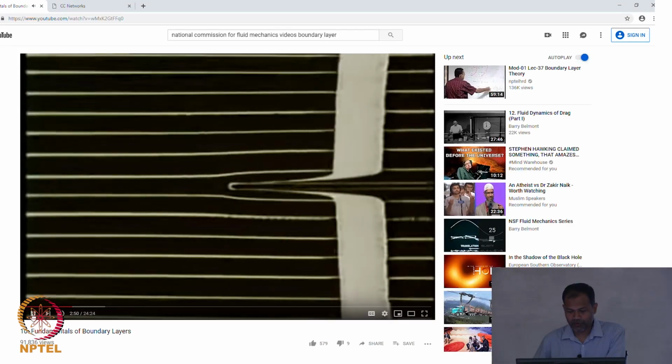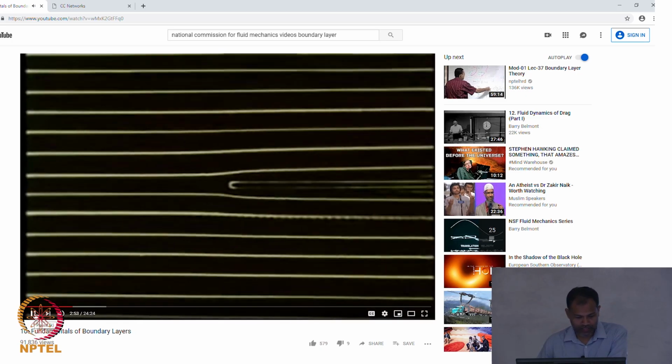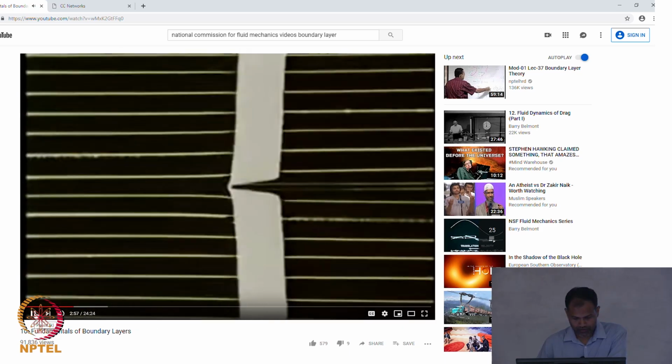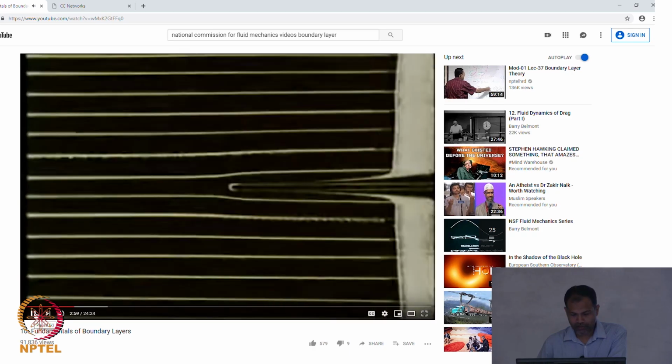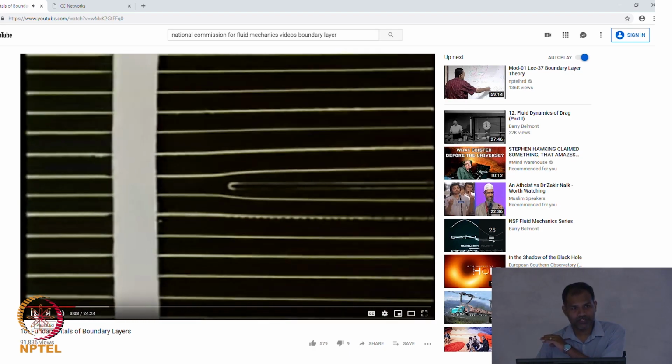So that's the solid plate, there you go. You see the fluid near the plate is getting accelerated, and then you start seeing this growth of boundary layer. We'll see a few more times. And you can see as boundary layer the thickness grows as you go downstream.